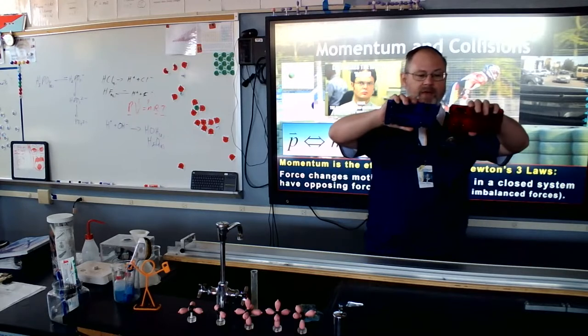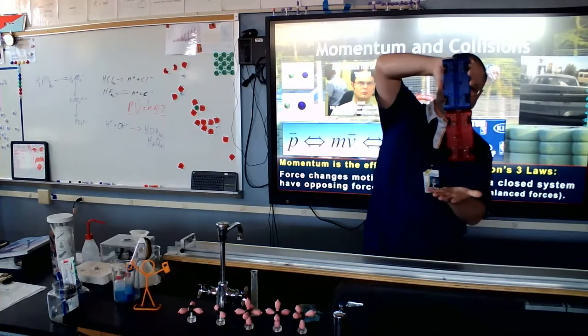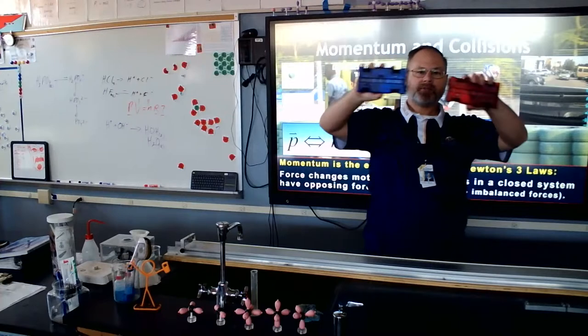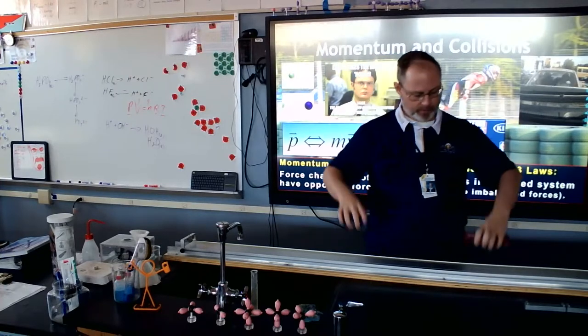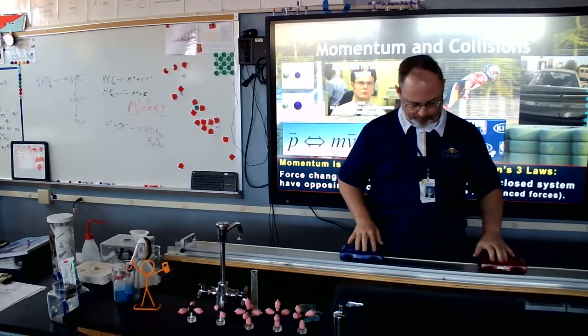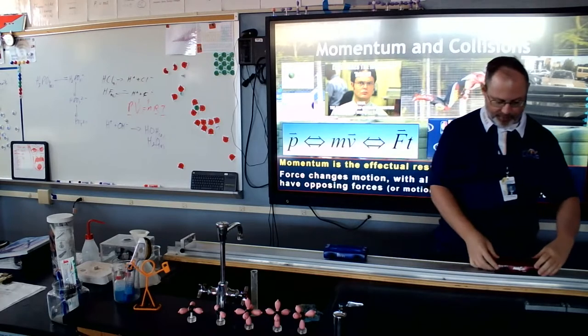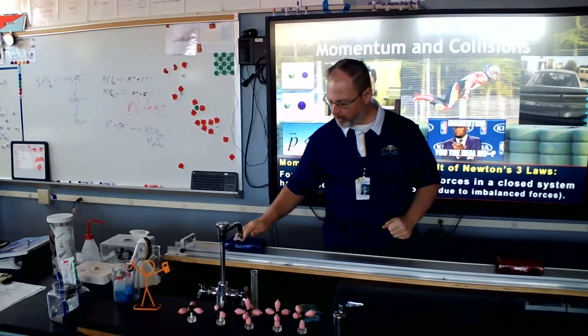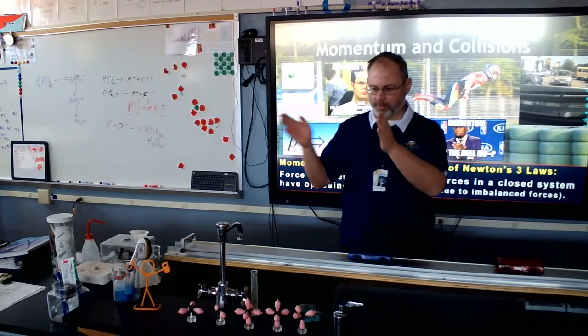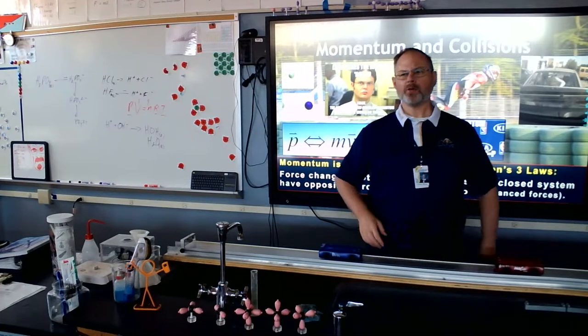So these things have Velcro, and they stick together. So they're going to go stick, and they're going to stick together. Okay. So the question I have for you is this. Red car is going to be sitting at the 100-centimeter mark, and blue car is going to be cruising along, and they're going to go and stick. What are they going to do at that point?